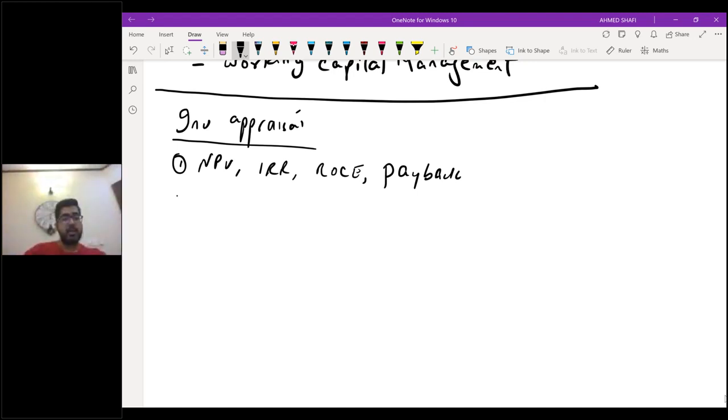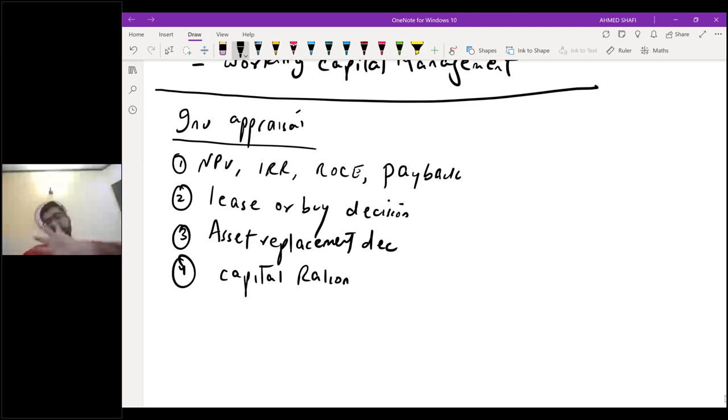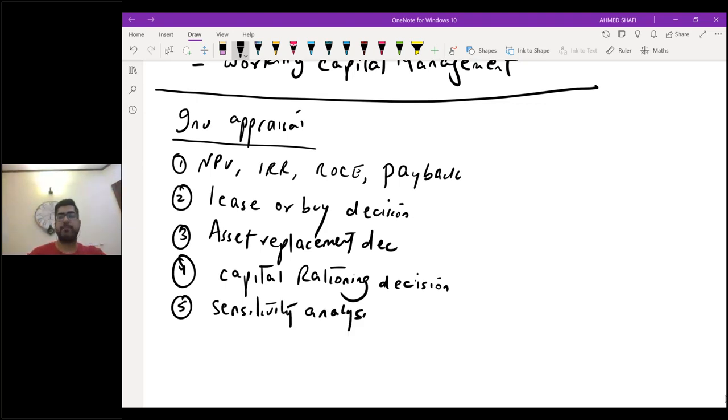Then you can be asked to undergo a lease or buy decision, an asset replacement decision, and you may be asked to undergo a capital rationing decision. Okay, this is the whole investment appraisal of your syllabus. And finally, you can be asked to perform sensitivity analysis and probability analysis.